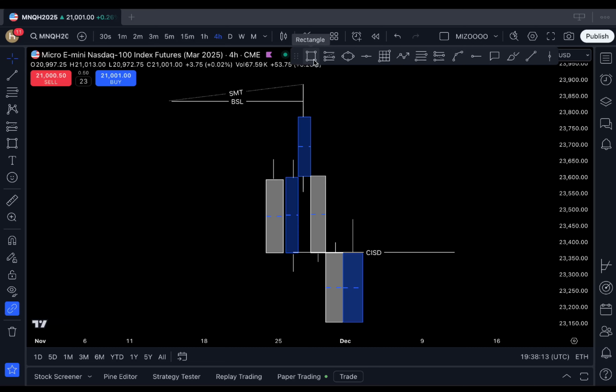Okay, so today we're going to be going over what is a change in state of delivery and how to effectively use it within your plan, whatever your strategy is. So, first of all, what is a change in state of delivery?